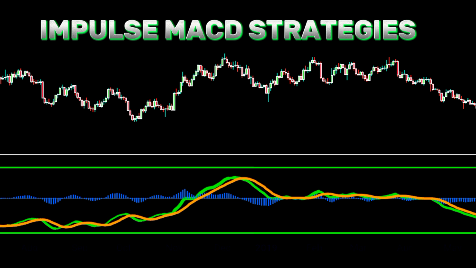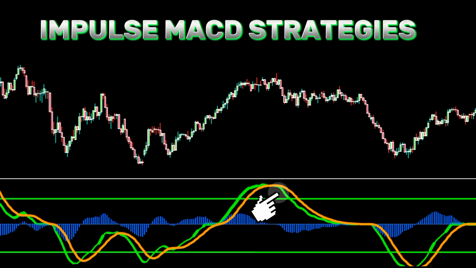So here we spotted a crossover downwards on the impulse MACD. However, as you can see, this crossover happened inside the lines, meaning that this signal will be ignored, because again, we want to make sure that the price is overextended. Next, we spotted another crossover downwards, but this time it happened above the overbought line, meaning that there is a downwards momentum, while the price is overbought, and so this will be a valid sell signal.